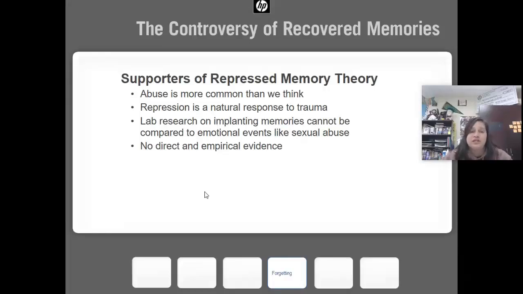And then we have two sides here with the controversy of recovered memories. Supporters of repressed memory theory say that abuse is more common than we think, and that repression is the natural response to trauma, that trying to study this in a lab situation compared to emotional events is not the same, and that there's no direct and empirical evidence about repressed memories.